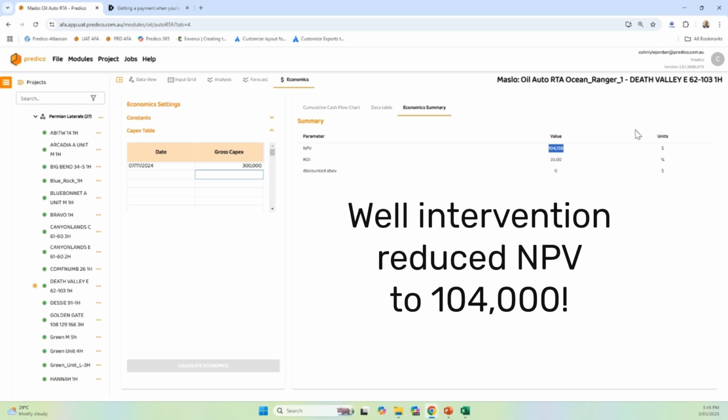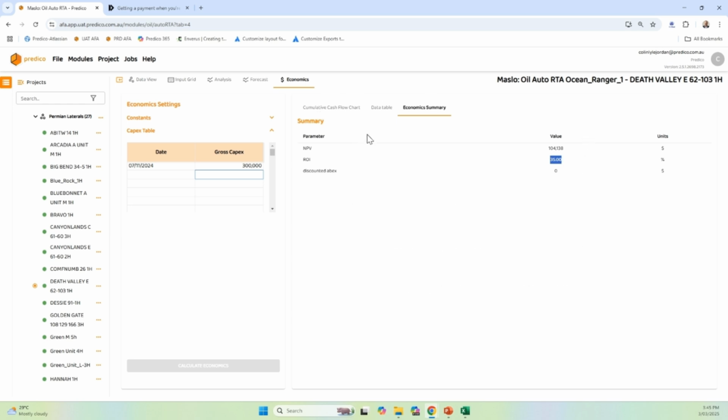Although we're getting more rate, the amount of cost for that rate was not justifiable. The return on investment is only 35%. The advantage of having RTA with economics is we can quickly evaluate the impact of these operational changes or intervention. Again, with decline, all of this is purely speculative, if not guesswork.